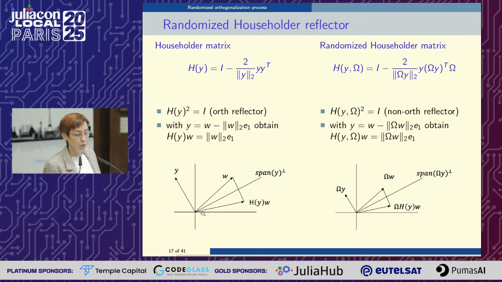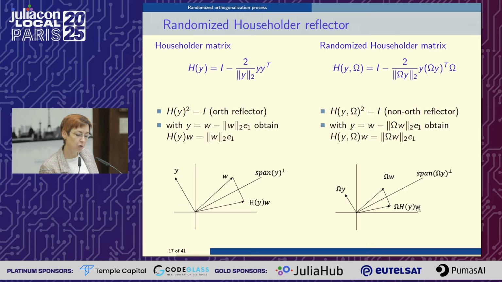And now when we randomize, we take this Householder matrix to have this form here. So if you look, we have replaced the Y transpose by its sketch transpose and then omega. And now here we don't use the norm of Y, but we use the norm of its sketch. And this becomes a non-orthogonal reflector. But if we look at what happens in the small sketch dimension, we can see that the same kind of reflector properties are applied, but now to the sketch vector.